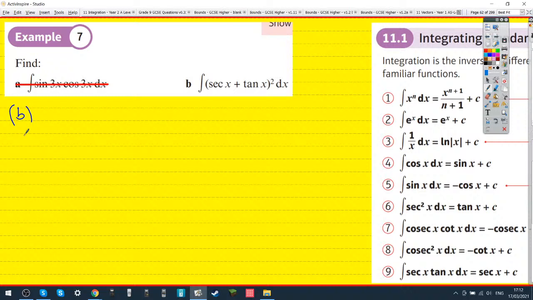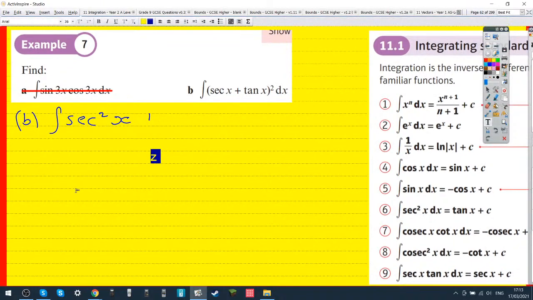Right, this one. So first we write the sec x as... is it number 9? Expand the brackets. Sec squared x, sec squared x tan squared x and sec x tan x.